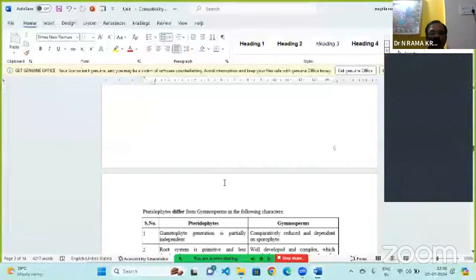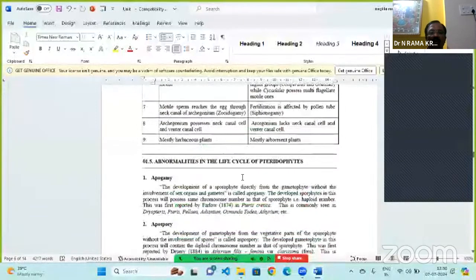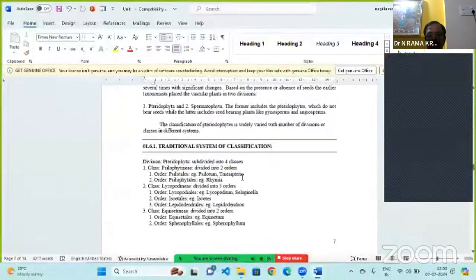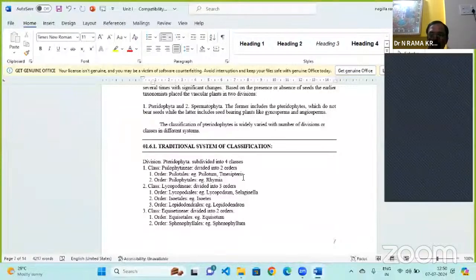So next, vascular elements of pteridophytes. One of the most important characteristics of the pteridophytes is the presence of a vascular system. The primary axis consists of a solid core of xylem surrounded by the phloem.